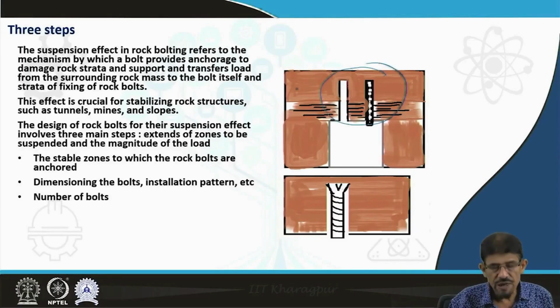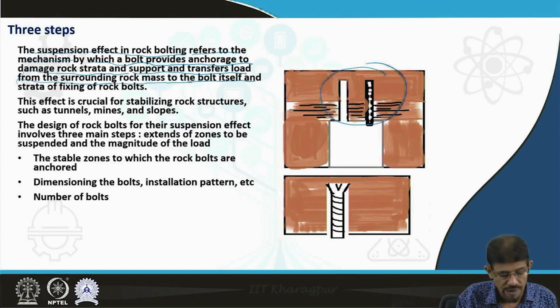In suspension effect, on which the bolt is at maximum working, the suspension effect in rock bolt refers to the mechanism by which a bolt provides anchorage to damaged rock strata and supports and transfers the load from the underground rock mass to the bolt itself and the strata where the rock bolt is fixed. This effect is crucial for stabilizing rock structures in tunnels, mines, slopes, underground space structures, caverns, etc.